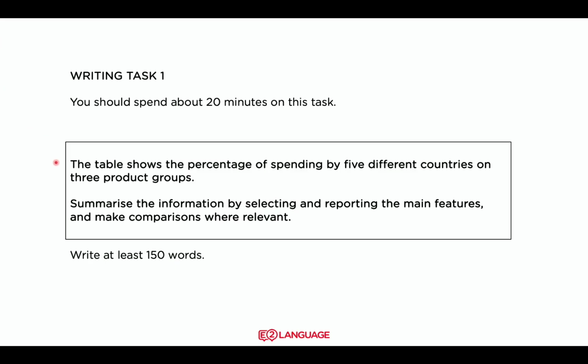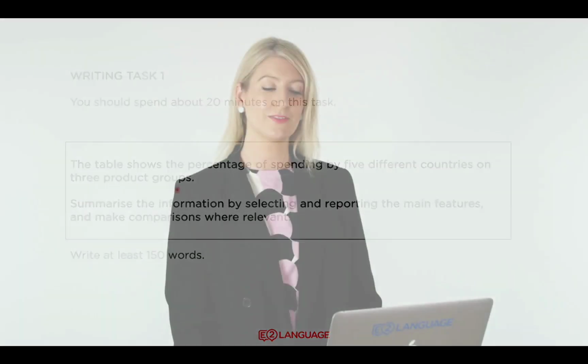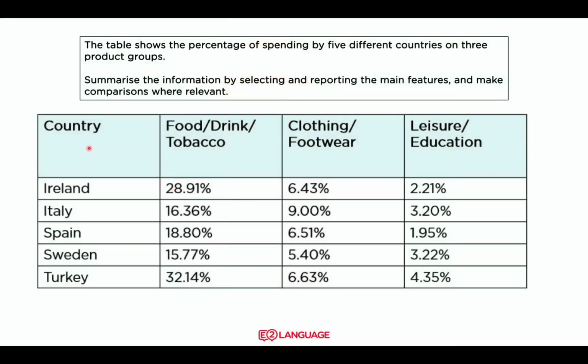The table shows the percentage of spending by 5 different countries on 3 product groups. 5 different countries, 3 product groups. There's no year given, so I can presume this is current or maybe recent data. And here is our table. Pause the video now if you want to have a look on your own. Otherwise, let's keep going. We'll analyse and plan it together.